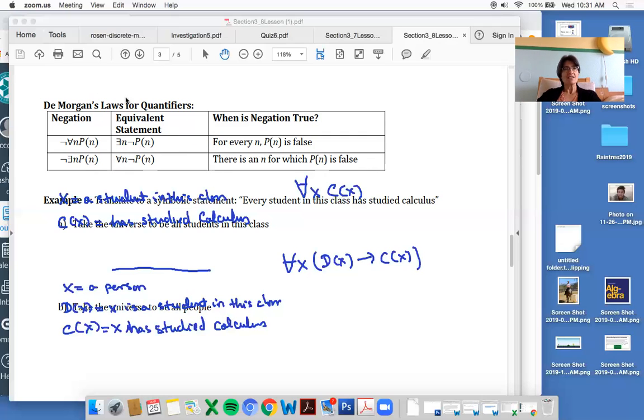Let me check on that, but I think they should be backwards. Because if I'm negating "for all values of n, P of n is true," the negation is that there is one particular n value for which it is false, and that negates it. So I think you're right for pointing that out. Let me check on it and I'll revise the lecture notes if necessary. But I think those should be inverted. Okay, cool.